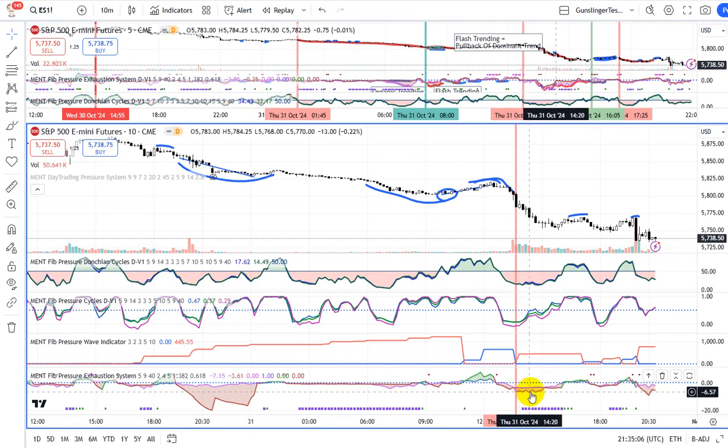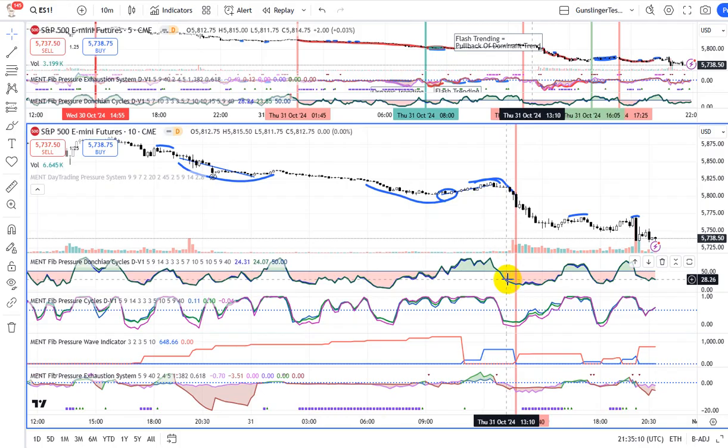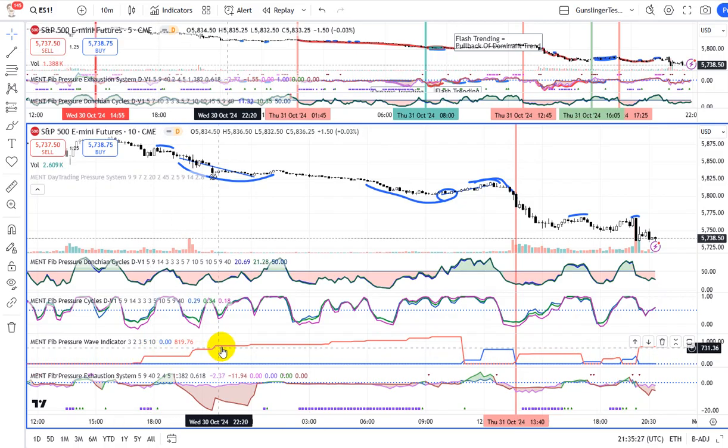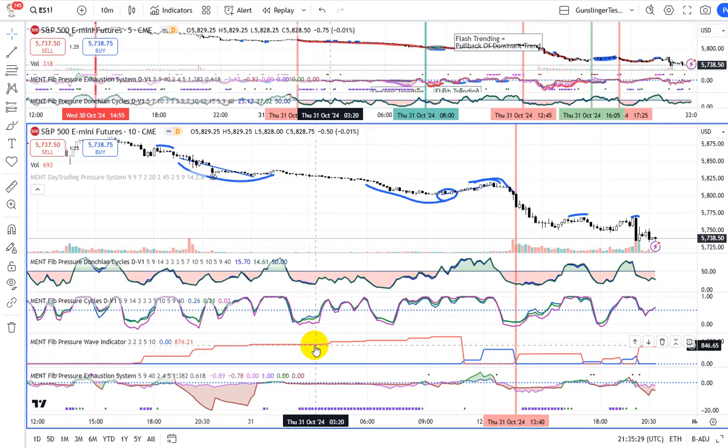Now you can see that once we get into here, the cycle system on the 10-minute went bearish earlier. The cycle pressure system went bearish earlier. And the Gaussian or the pressure wave cycle system went red right in this area, meaning we have dominant bearish trending. This is again telling you dominant bearish trending. And this comes with it as well.